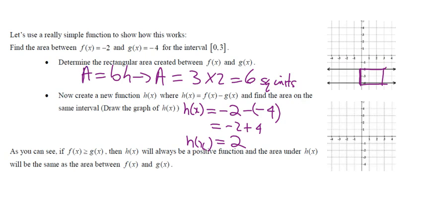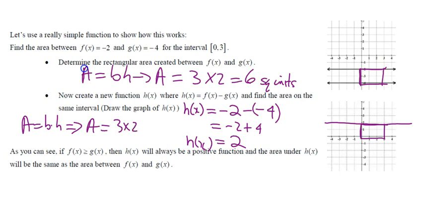And draw that and find the area on the interval. So here's the new function here. And we want that area, which is also 6, right? Yeah, so area is base times height. Area is 3 times 2, which is 6 units squared.